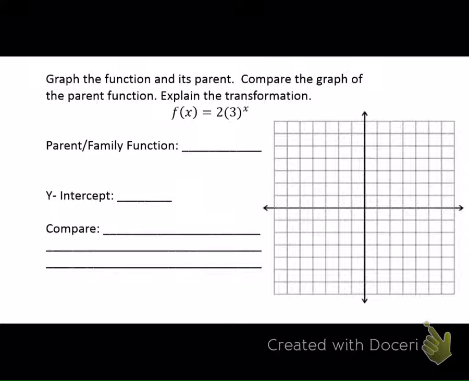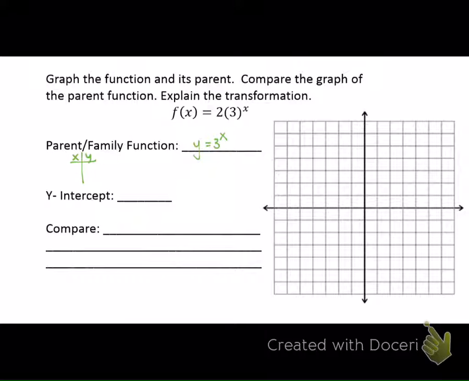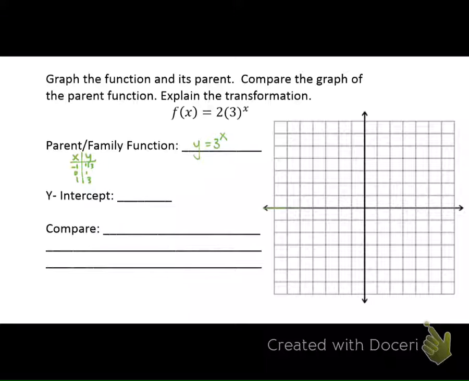F of x equals 2 times 3 to the x. Mackenzie? Y equals 3 to the x. So if I make a table for y equals 3 to the x, I'm just going to do -1, 0, and 1 just to make it a little bit quicker here. So that's 1/3, 1, and 3 with an asymptote at 0. You guys can just copy my table this time. You don't need to figure it out yourself.